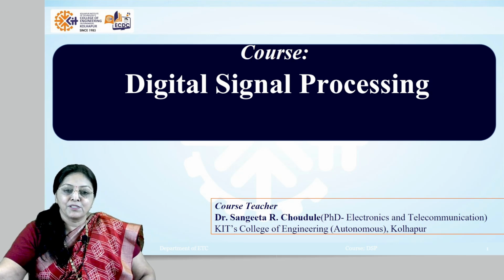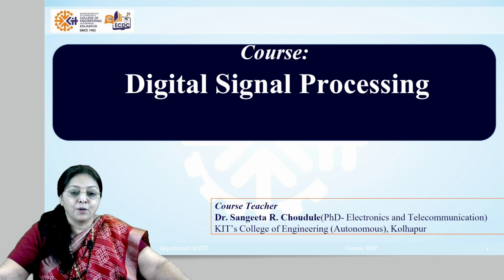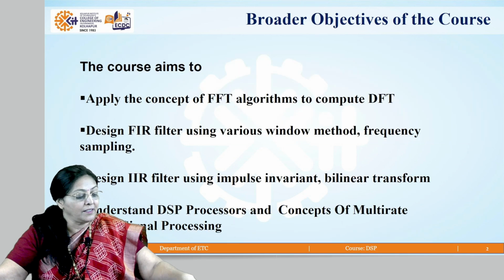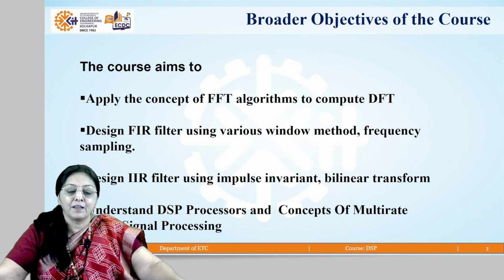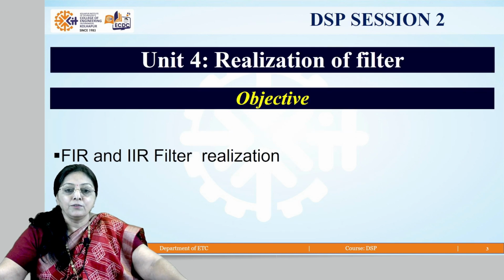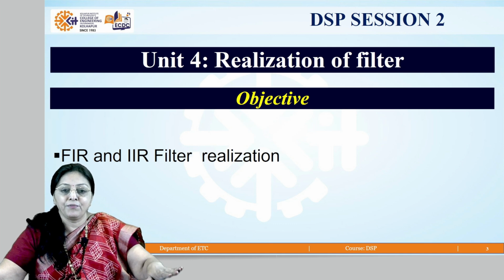Course Digital Signal Processing, unit number 4 on the realization of filter. These are the course objectives: DFT, FFT calculation, then FIR filter design, IIR filter design, the realization of FIR and IIR filter, DSP processor and multi-rate digital signal processing. Now this is the session number 2 for the realization of a filter.